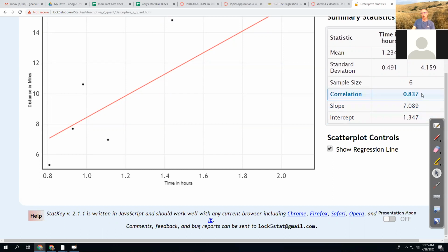So if you have a high correlation, meaning the correlation is close to 1 or -1, then you probably have an important slope. And then the y-intercept, who knows? It depends on the situation. And you'll have to think about that.